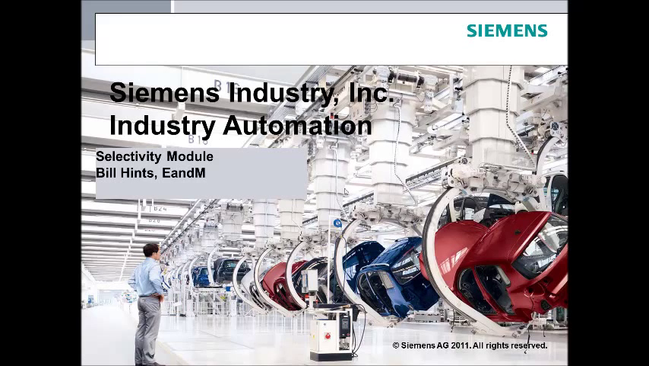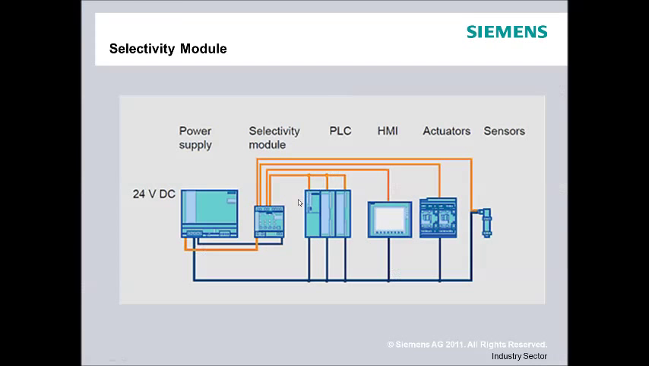What I'd like to talk about today is the Siemens Selectivity Module. It's kind of a neat module that's an add-on for a power supply that allows us to use what we're seeing a lot more often these days, UPS-type power supplies, a single large power supply, on a large machine.